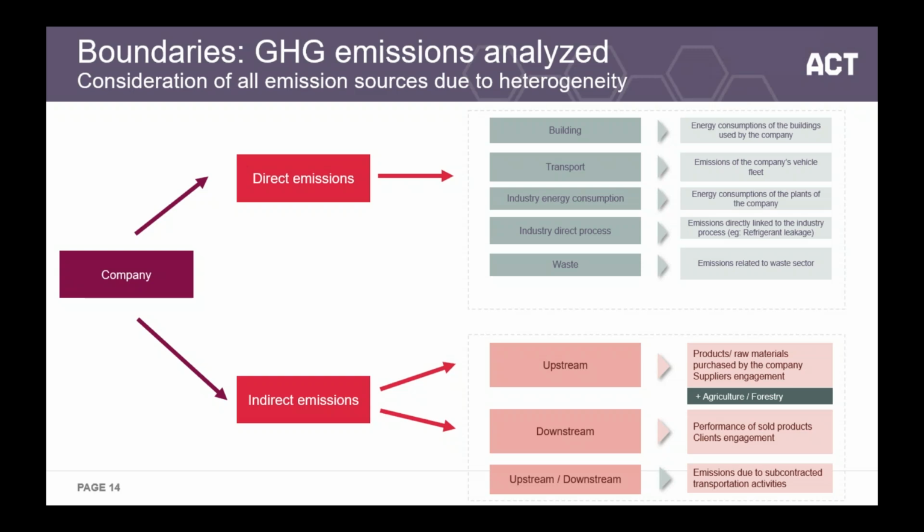But we also need to consider indirect emissions, for example the products and raw materials purchased by the company, the supplier engagement, and the agriculture and forestry for the upstream company. We need also to consider the performance of some products with the downstream part of a company. And the last point in the indirect emissions is also transport activities, which are subcontracted, which can be upstream or downstream. So we need to consider both direct and indirect emissions and all GHG emission sources for a company.